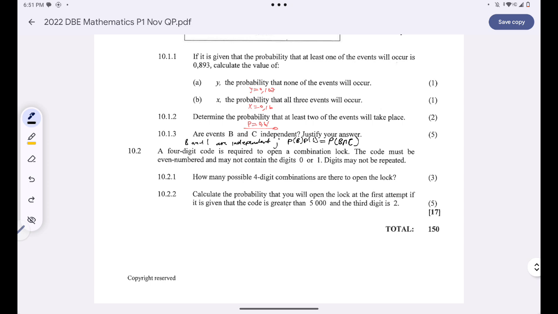Okay, now I'm told that a 4-digit code is required to open a combination lock. The code must be even numbered and may not contain the digits 0 or 1. Digits may not be repeated. Okay, it's a 4-digit code, right?